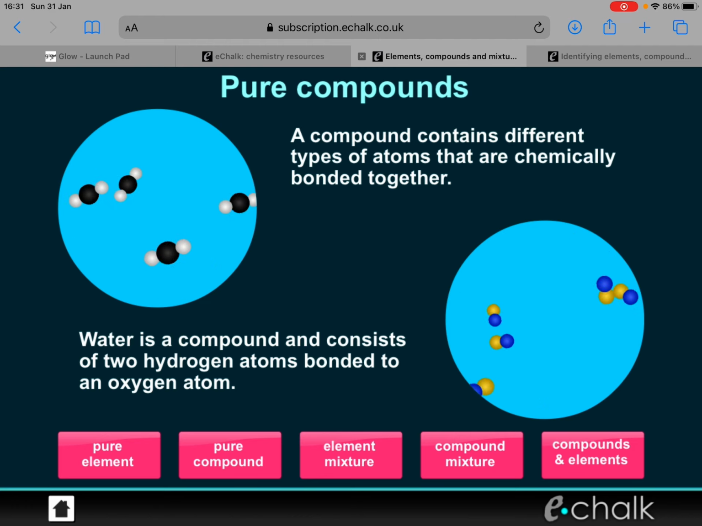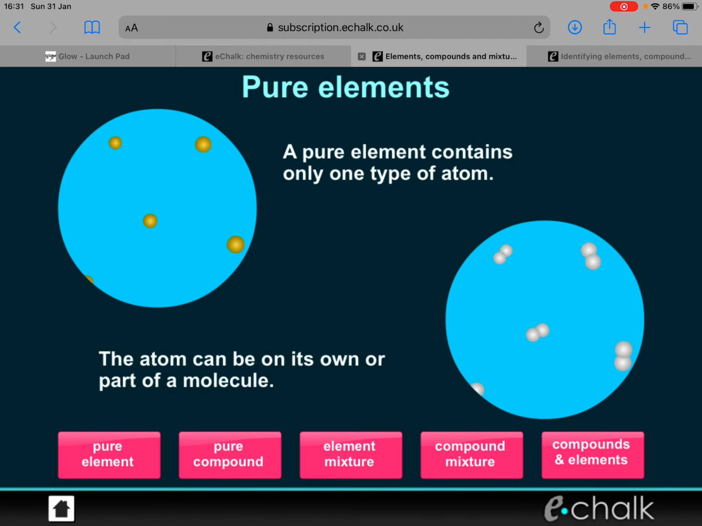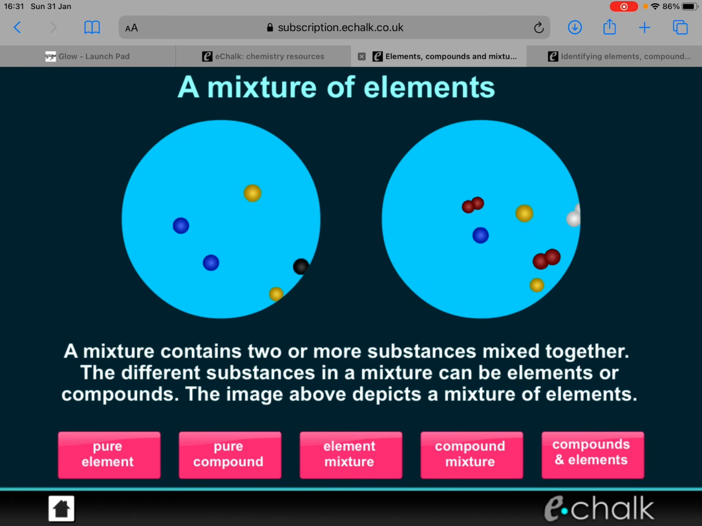So that's our differences again, so I'll just recap. Our element, one type of atom, so like one colour. A mixture is when we have different types of atom or different colours, but they are not chemically joined together.